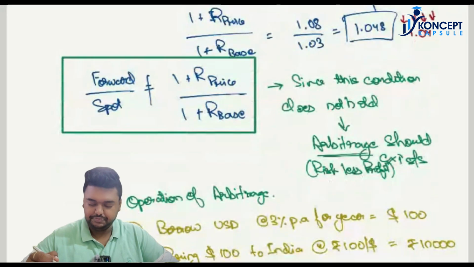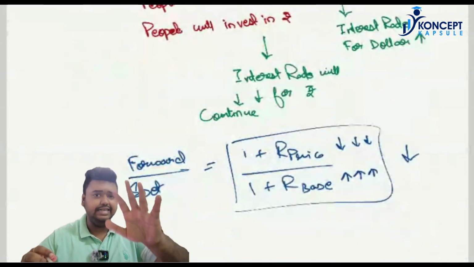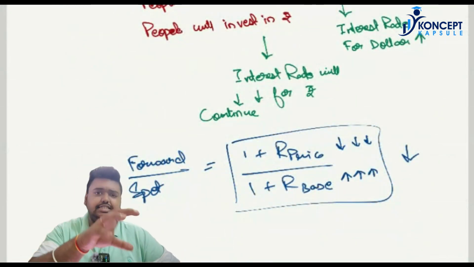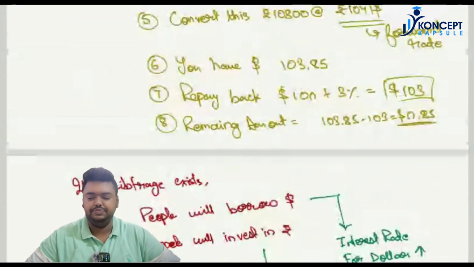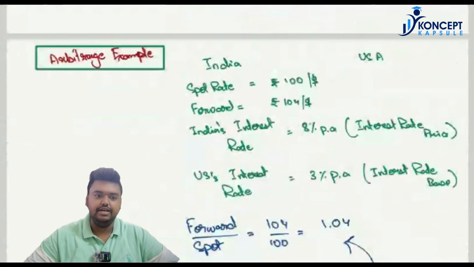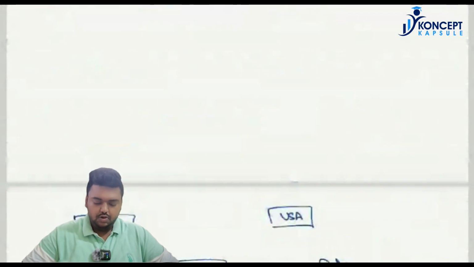Are we clear? Guys, are we clear with the entire mechanism of how arbitrage exists and how it will never happen in the real world? Guys, are we clear with this? Okay.